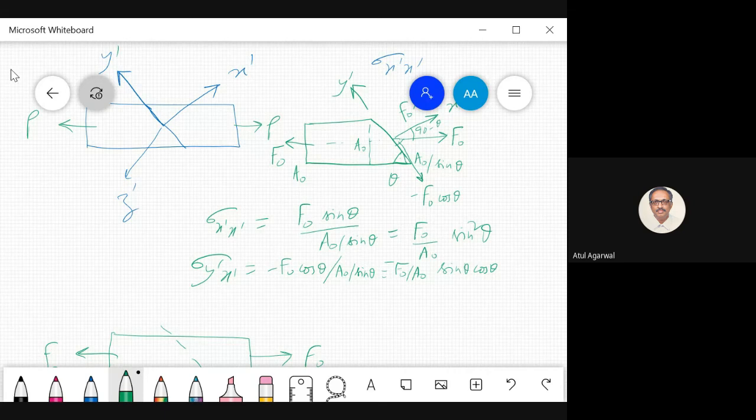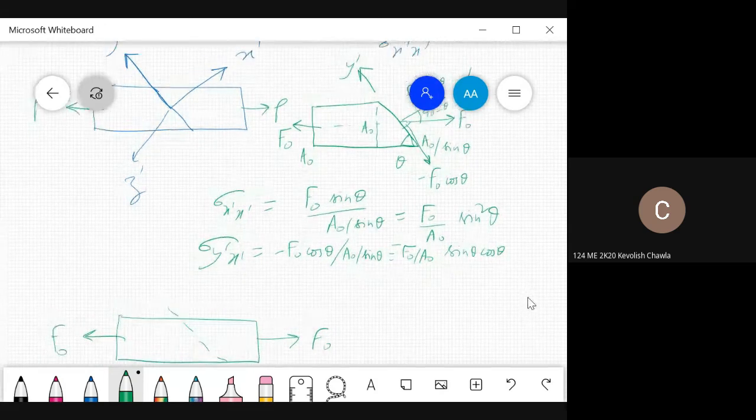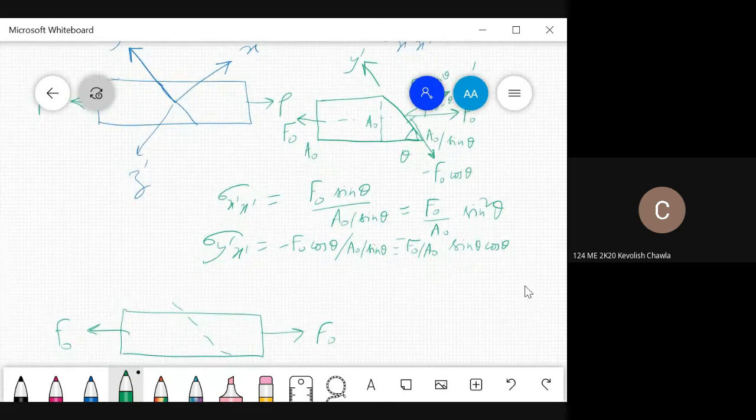Now I want to find sigma y prime y prime. So Kevalish, how do I take my cutting plane? One second, sir. So basically, along the x dash direction. Okay, very good. So if this is my cutting plane, then I can talk of forces. I will take the free body diagram like this.